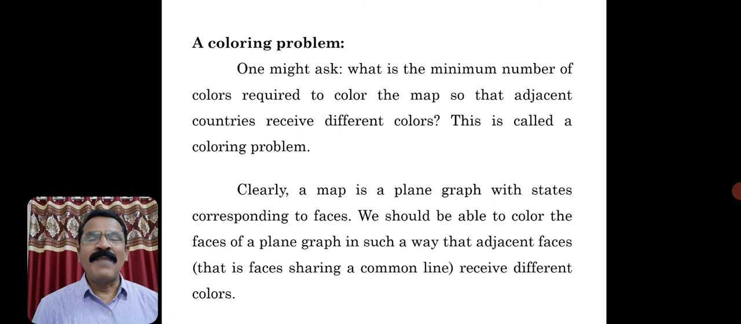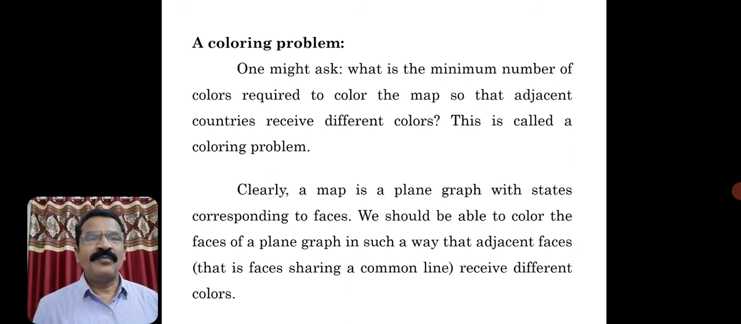Clearly, if you see any map, what is that map? A map is a plane graph, isn't it? Very simple. If you consider even the Indian map, what you will see? It is a plane graph. In planar graphs, what we have studied, if a planar graph is embedded in the plane, it is called a plane graph. In the plane graph, we see the faces, isn't it? Interior faces and one exterior face will be there. Those faces are considered as the countries or the states. So clearly, a map is a plane graph with the states corresponding to faces.